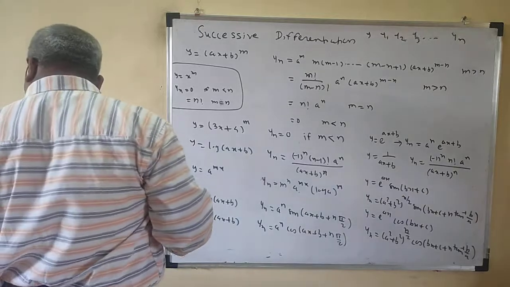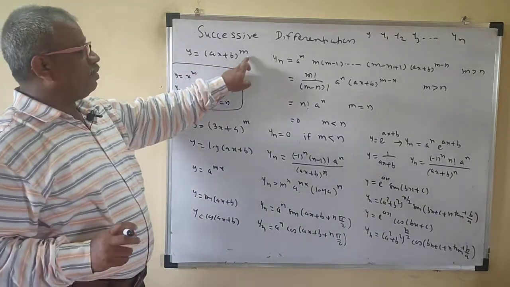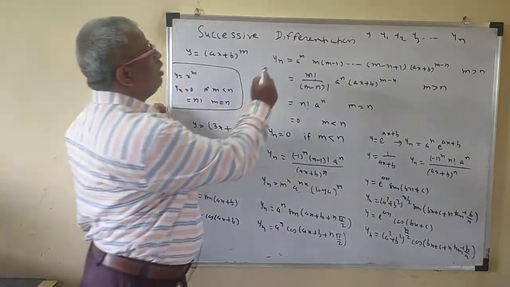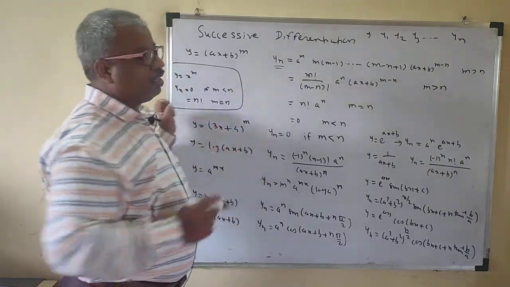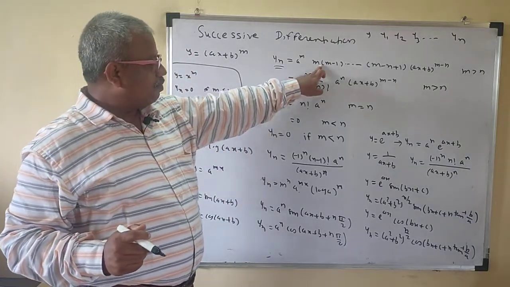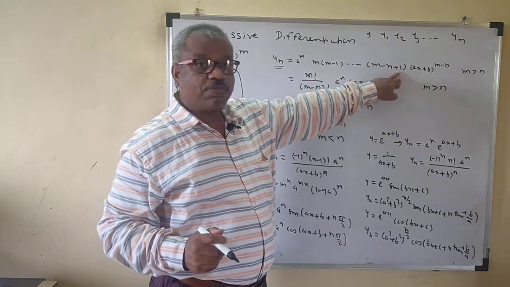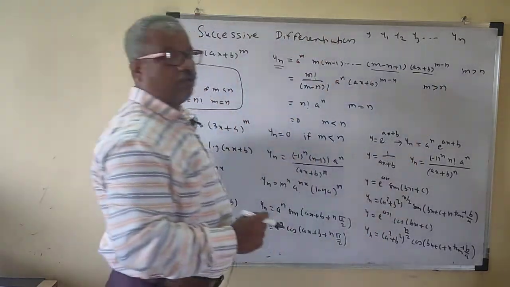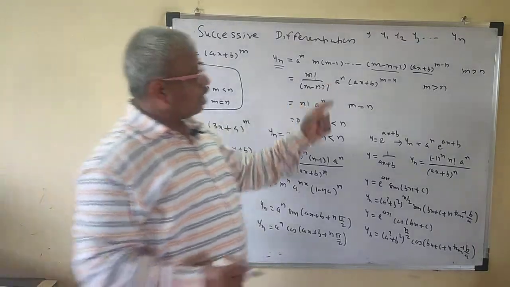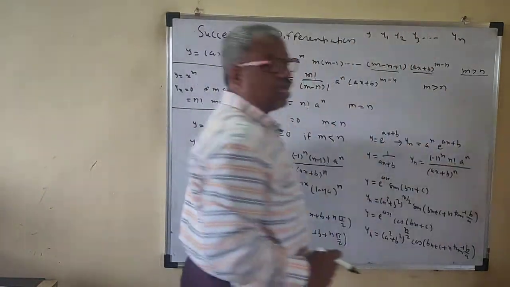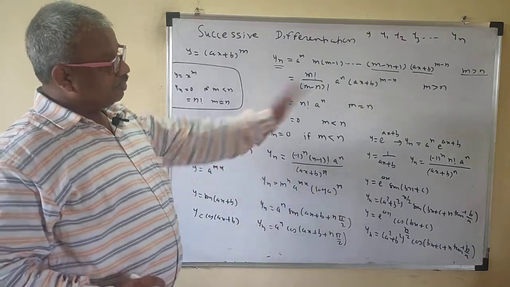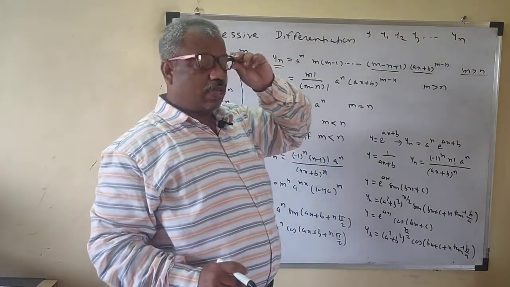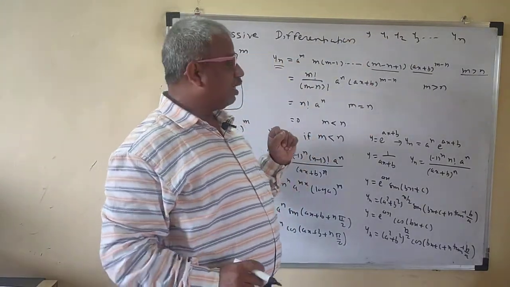Suppose y is equal to (ax + b) raised to m. Then the nth derivative yn is m(m-1)...(m-n+1) a^n (ax+b)^(m-n). This condition is very important here: m is greater than n. That means you can still take a derivative of this, because m is strictly greater than n.